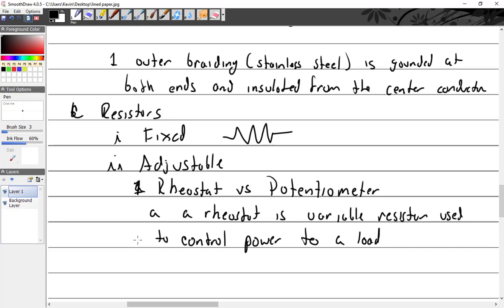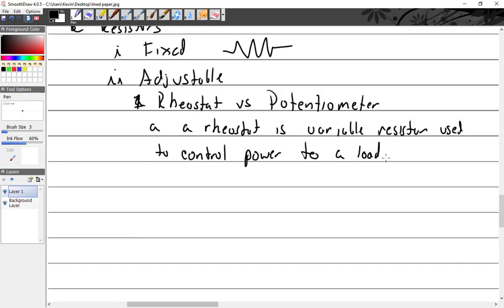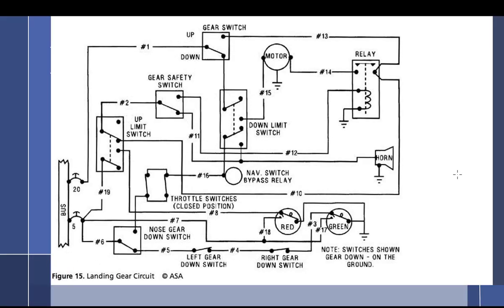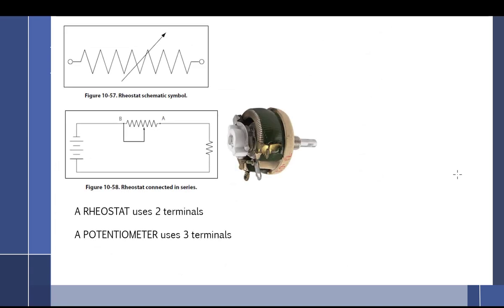The correct term for the common terminal of the potentiometer is the slider. I'll write that. The correct term for the common terminal is the slider. I'm going to come back to that, so don't freak on me here. There we go. There it is. Rheostat uses two terminals. Potentiometer uses three. So there's your rheostat symbol, and that is a potentiometer, and there is an actual potentiometer where this actually slides around. So what do we call that? The slider. Let's just write that down.